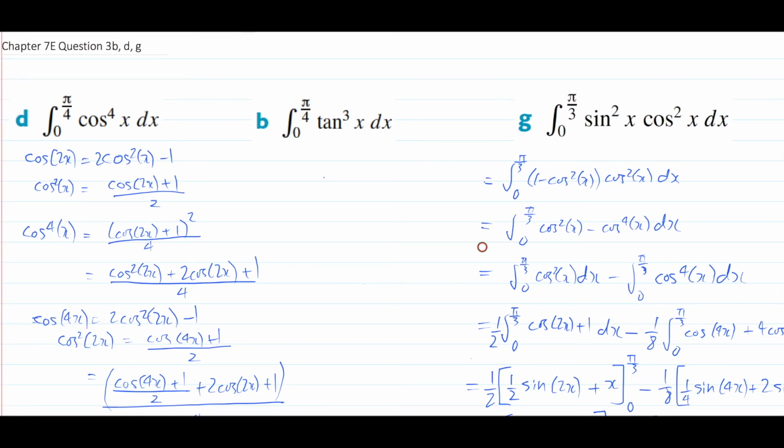So that is chapter 7E, question 3D and G. We'll go into question B in the next video so that this video isn't too long for you. But aside from that, guys, hopefully you understand this part. We've done even function, we've done even and even power trig functions.